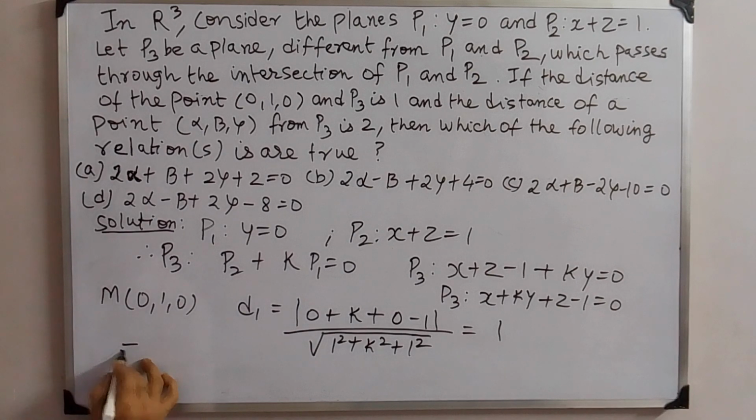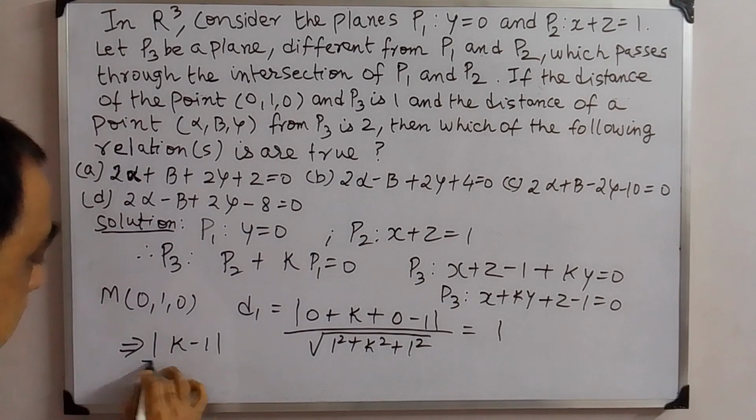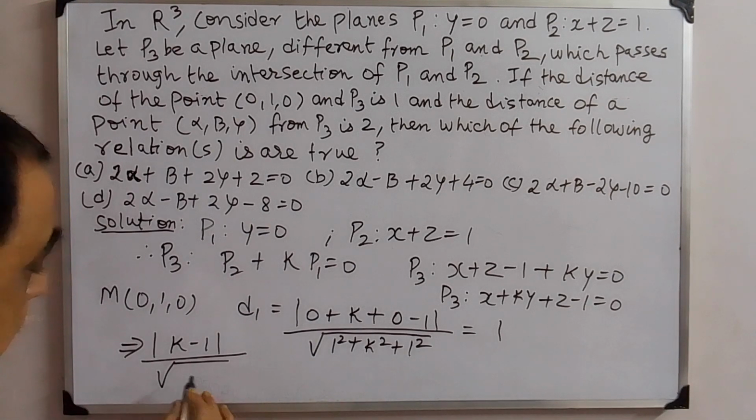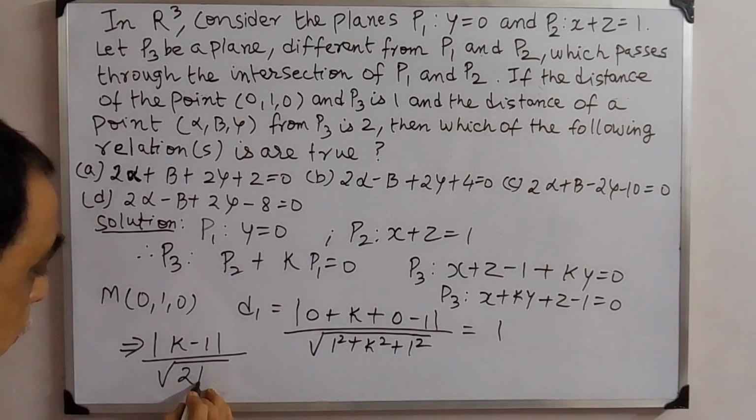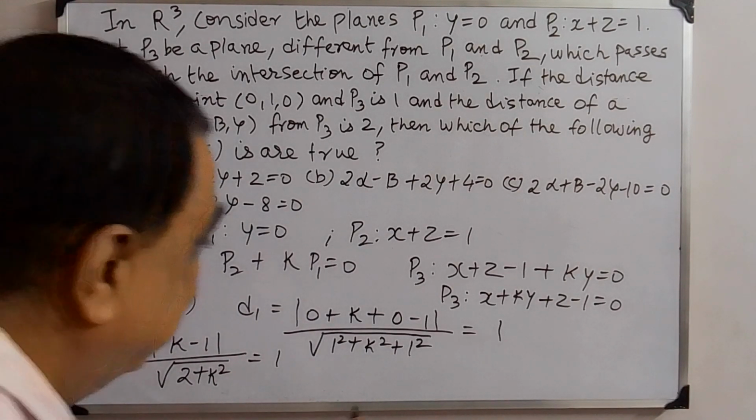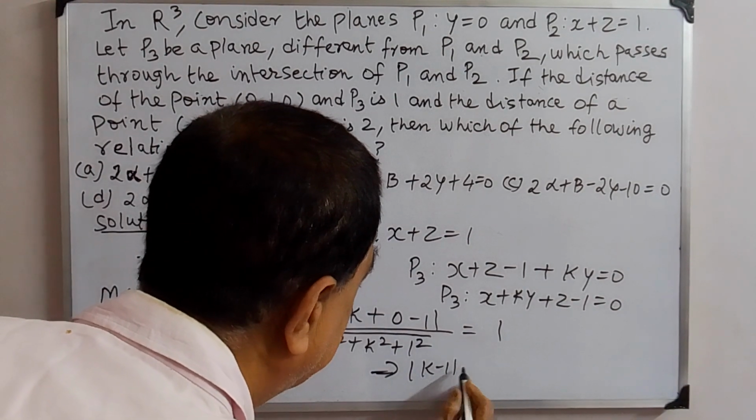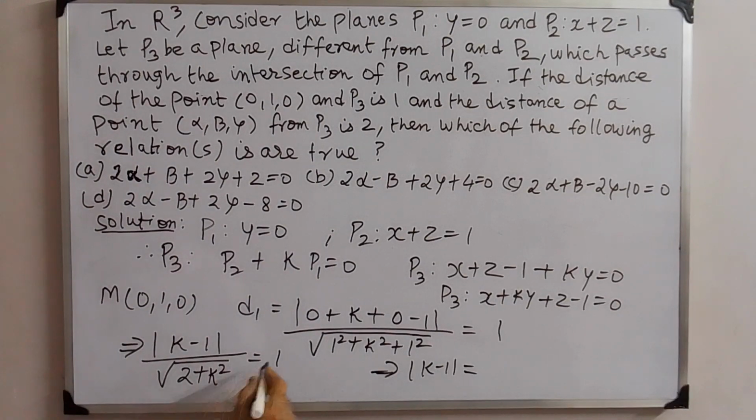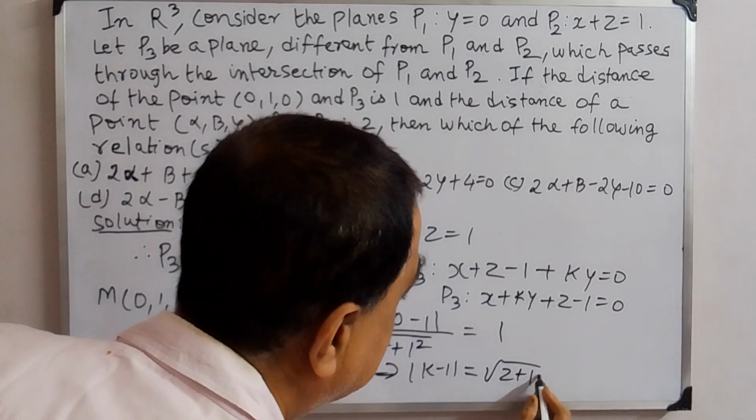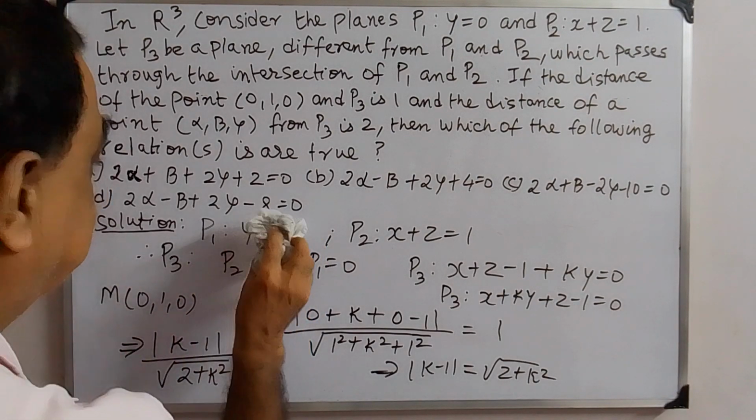Now simplify this. We are getting the absolute value of k minus 1 divided by the square root of 1 square plus 1 square plus k square, so 1 plus 1 is 2, so 2 plus k square, equals 1. And from here, cross multiplying, we get the absolute value of k minus 1 equals the square root of 2 plus k square.